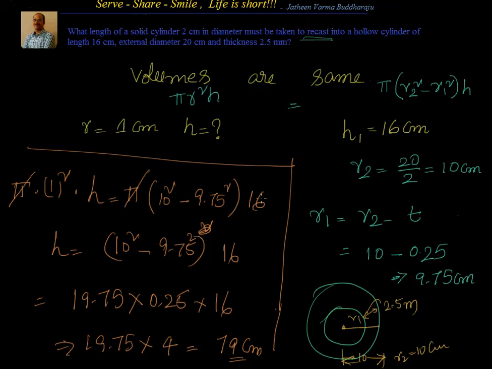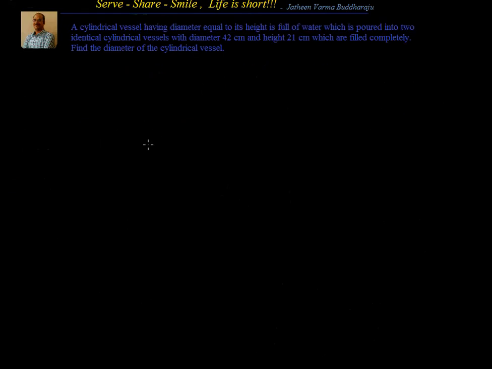We'll do one more problem. Let's look at this example. A cylindrical vessel having diameter equal to its height is full of water, which is poured into two identical cylindrical vessels with diameter 42 centimeter and height 21 centimeter, which are filled completely. Find the diameter of the cylindrical vessel.